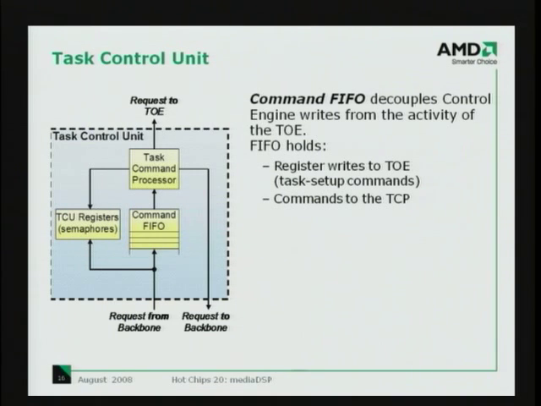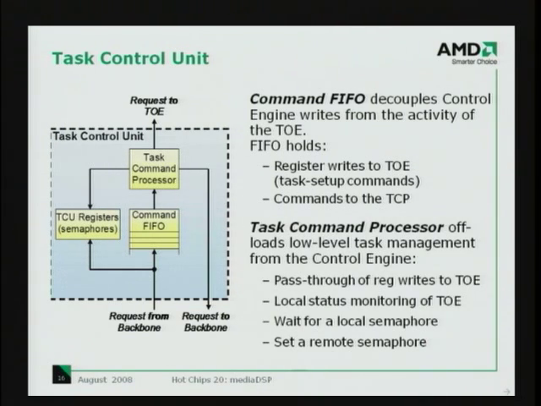The command FIFO holds register writes that are to be shipped into the task-oriented engine. So its main job is to decouple the control engine setup of this task-oriented engine. It can hold these register writes, which are basically thought of as task setup commands or task descriptors. And it also holds commands that are directed to that task command processor, shown on the other side of the FIFO. In our implementation, this command FIFO is 256 elements deep, and so it's generally enough to hold anywhere from about 50 to 100 tasks.